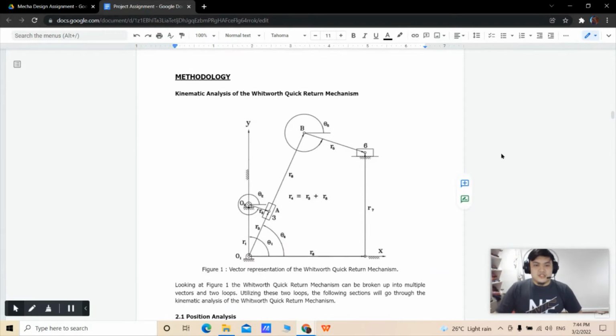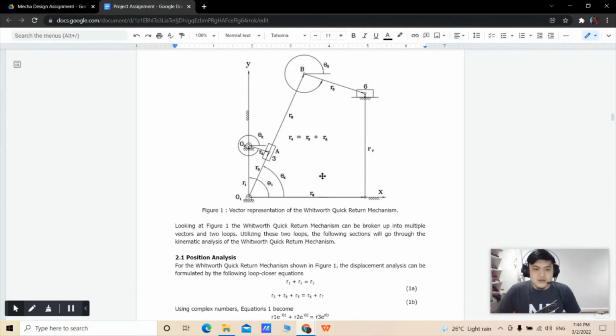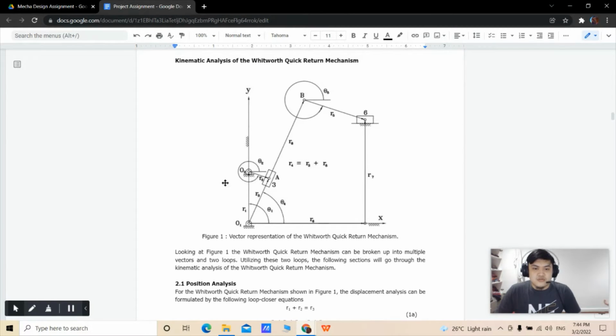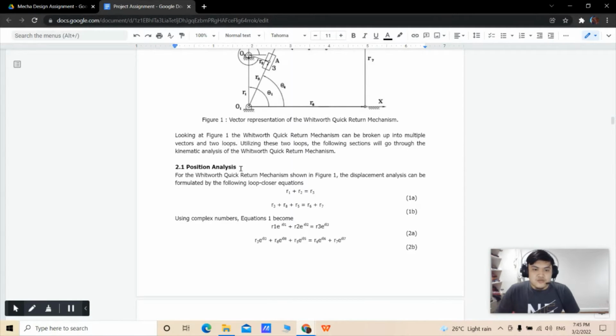So this is the example of a vector representation of the Whitworth quick return mechanism, where from this figure, it can be broken up into multiple vectors with two loops. Utilizing these two loops, the following section will go through the kinematic analysis of the Whitworth quick return mechanism. So first one will be position analysis.